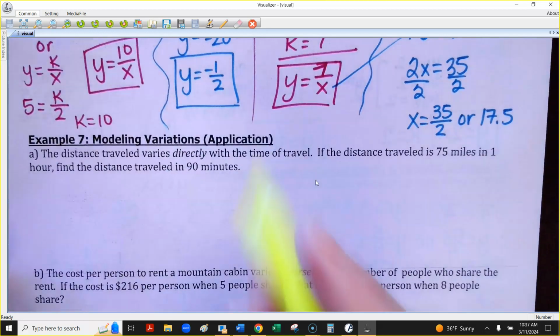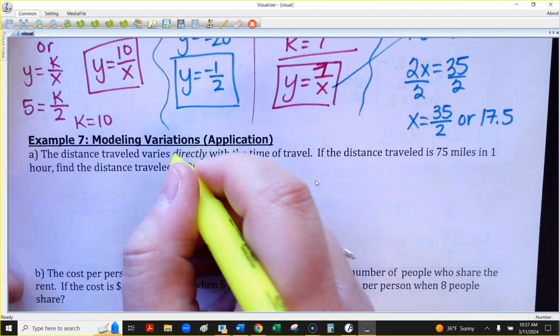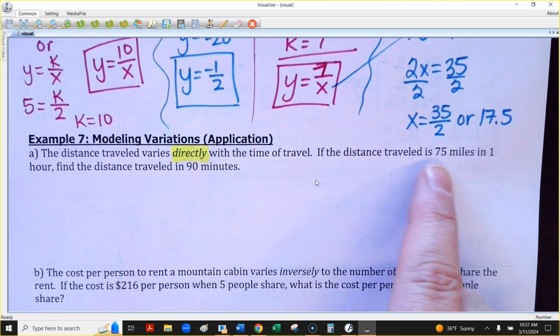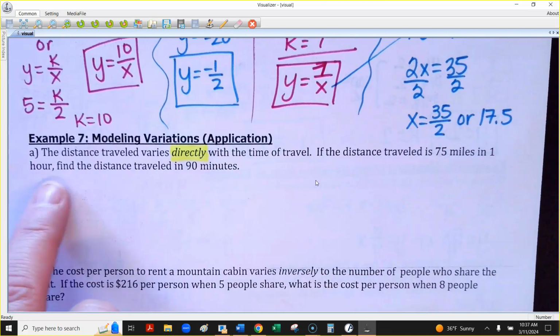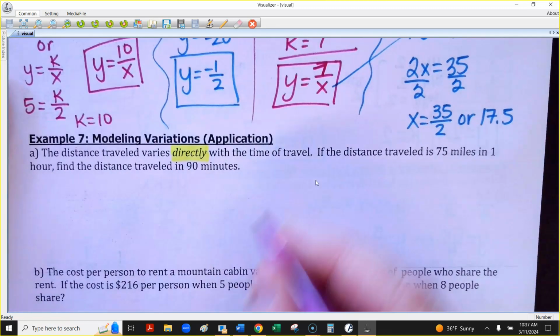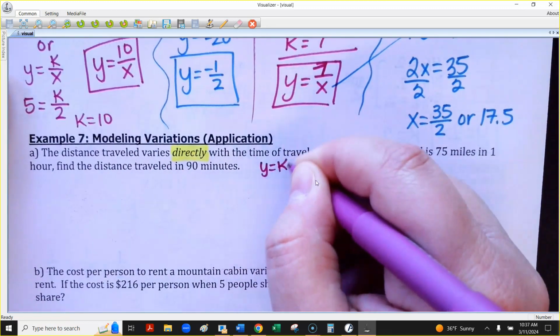So, this says the distance traveled varies directly with the time of travel. If the distance traveled is 75 miles in 1 hour, find the distance traveled in 90 minutes. Okay, so here's how I'm going to do this. You can use whatever variables you want. If it's direct, it's in the format y equals kx.